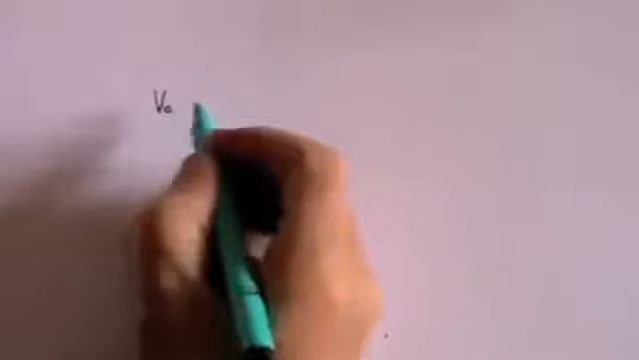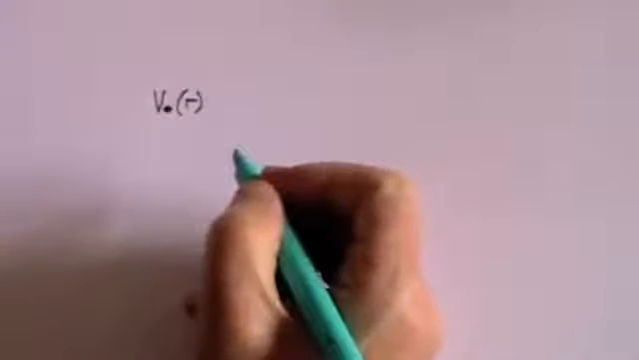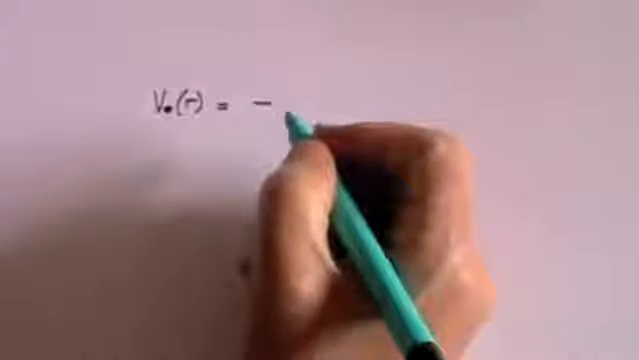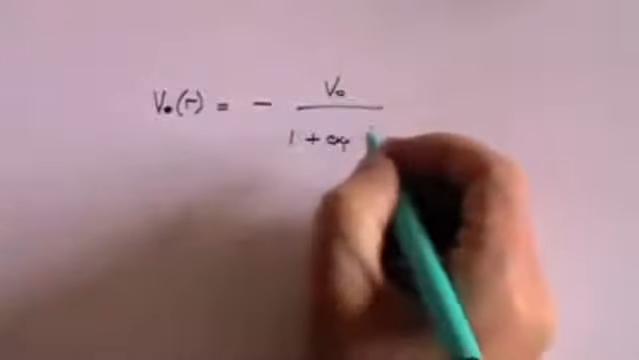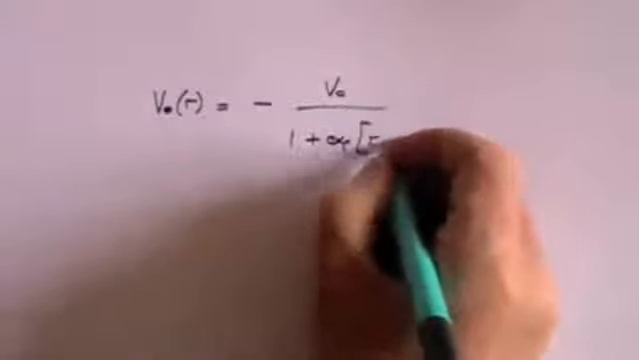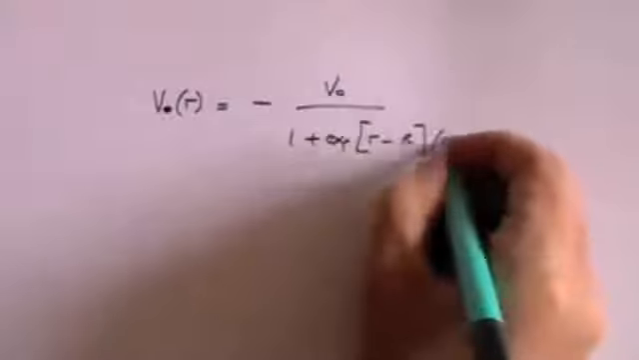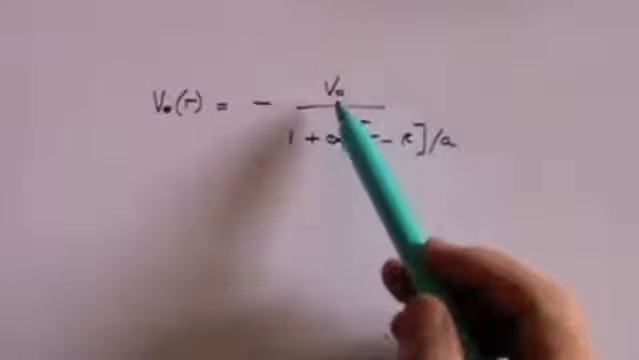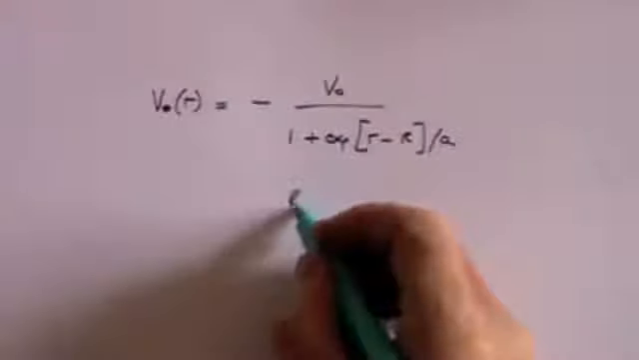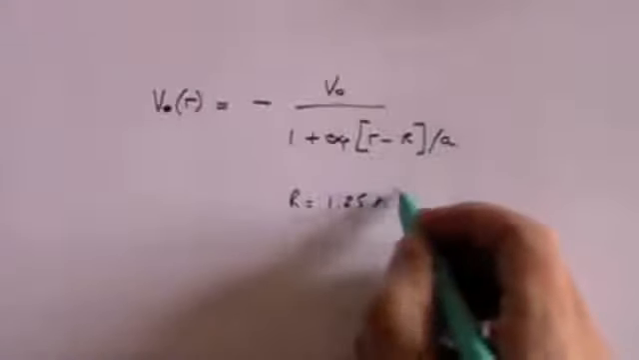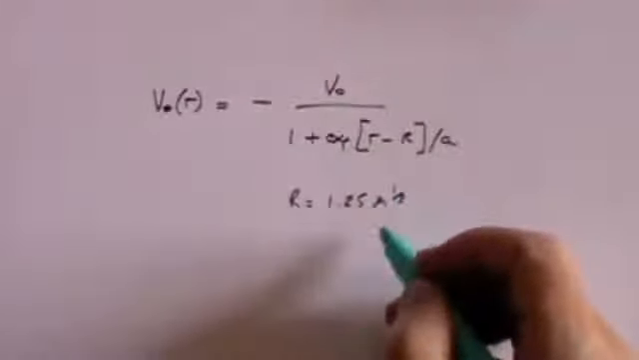The formula which describes the Saxon-Wood or Wood-Saxon model is V, which is a function, of course, of distance, is equal to minus, because it's a binding energy, V naught divided by 1 plus the exponential of (r minus R) over a, where V naught is of the order of 50 MeV, capital R is 1.25 times A to the third, where A is the total number of nucleons.